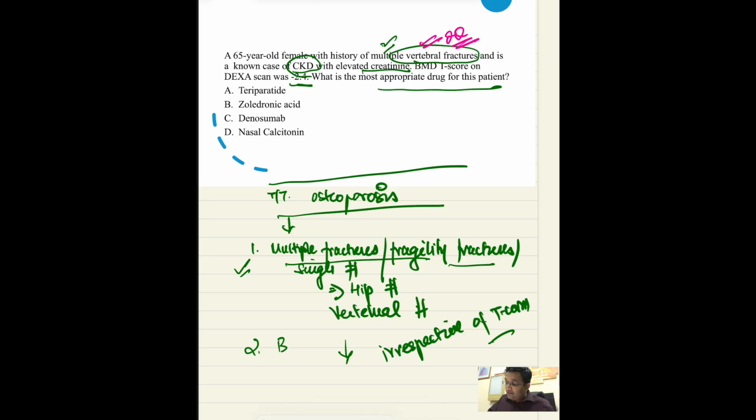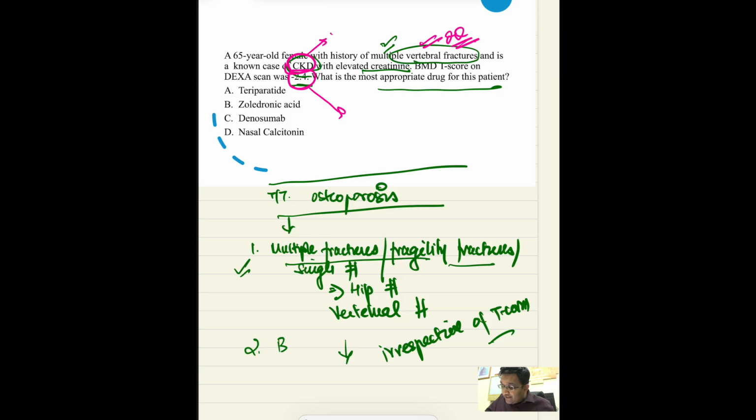So coming back to the question, multiple vertebral fracture is the first clue. The second clue is the T-score of minus 2.4. So they want to confuse us. This is the osteopenic range. But we treat the patient if there is a vertebral fracture irrespective of the T-score. So we have to treat. Now what do we treat it with? Here comes the third clue.